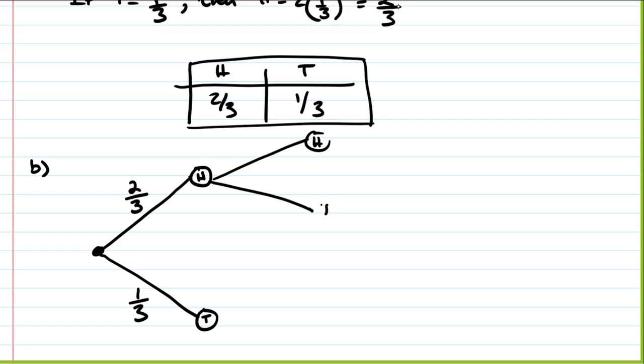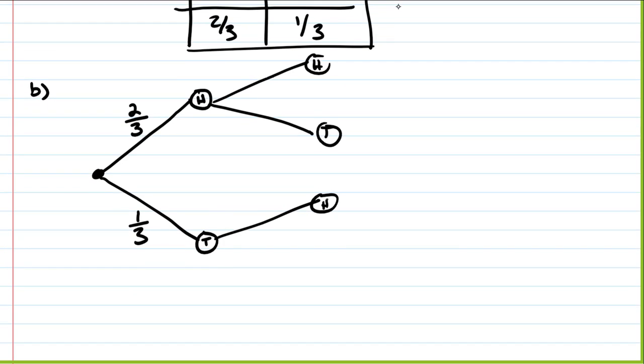Okay, so now we've got to flip our coin one more time. Well, once again, I can get a head or I can get a tail. And once again, to get a head is 2/3. To get a tail is 1/3. Head is 2/3, and a tail is 1/3.